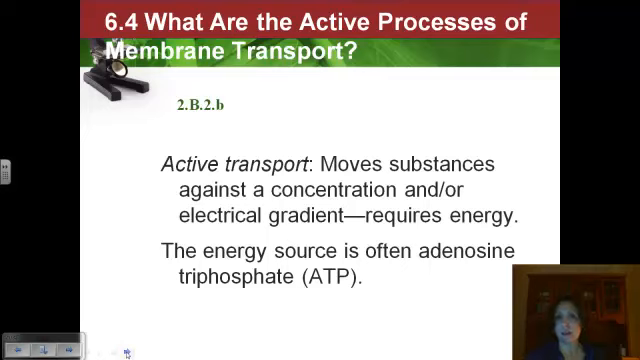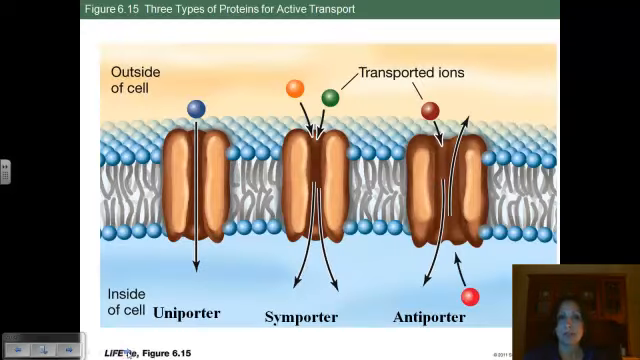And or an electrical gradient. We're going to see how cells also use electrical gradients. So if there's more positively charged ions outside of the cell, they'd have a tendency to flow into the cell. But we can pump ions against their electrical gradient as well, and that requires active transport. And so these types of transport are going to require energy, and generally that is found in the form of ATP, which we've already met.